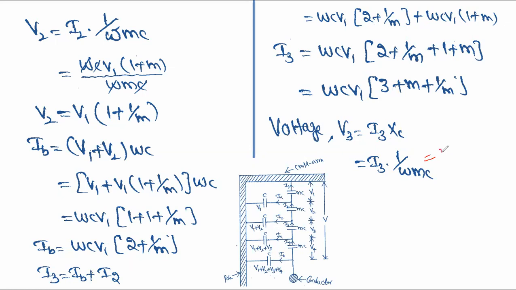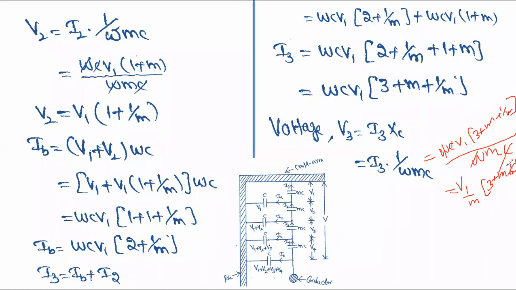Now that is I3. What is the value of I3? WC V1 into 3 plus M plus 1 by M, divided by W into MC. The same here, the numerator and denominator WC gets cancelled. So finally, we are getting V1 by M into 3 plus M plus 1 by M.